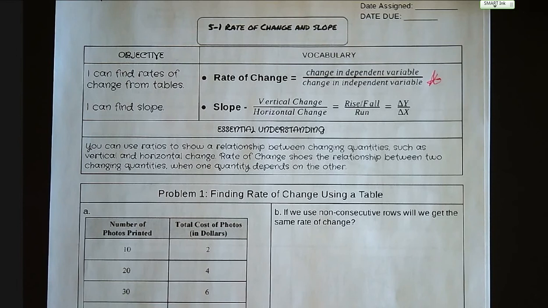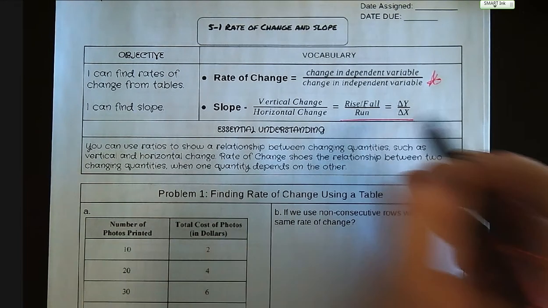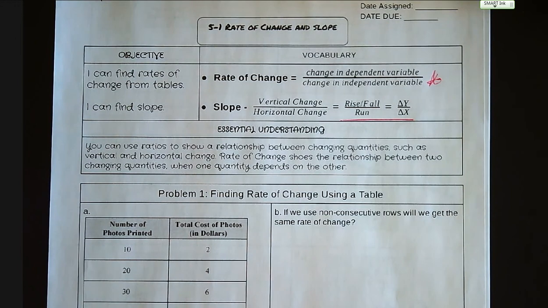We can call it slope, which is the angle of the line. And the way we find that is the vertical change over horizontal change, which can also be represented as the rise or fall over the run, or the change in y over the change in x. That little triangle there is the Greek letter delta, and delta means the change. So delta y over delta x, change in y over change in x. So let's take a look.